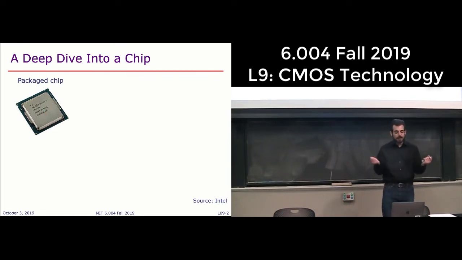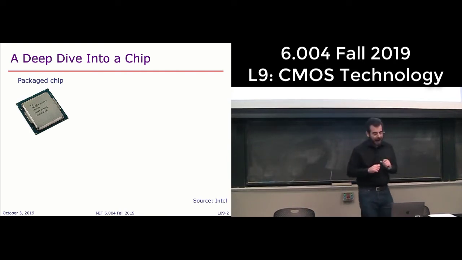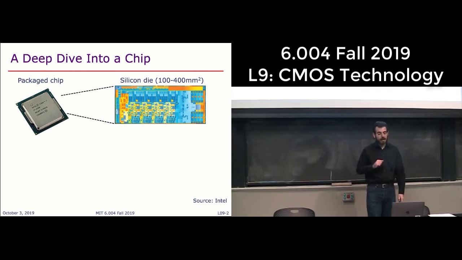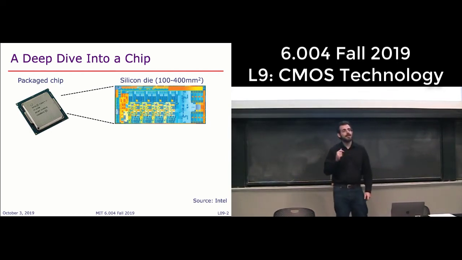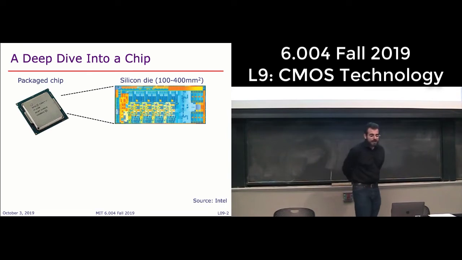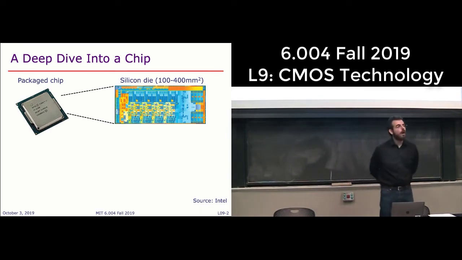If you actually pry this open, what you'll see is that there's this tiny die, this tiny slab of silicon. This is what we call a silicon die. And you might have seen some pictures like this. If you just look at it, it will be some sort of reflective metal surface. And this is very small. This is about 1 to 2 centimeters on each side. So 100 to 400 square millimeters. We measure the size of this thing in square millimeters.